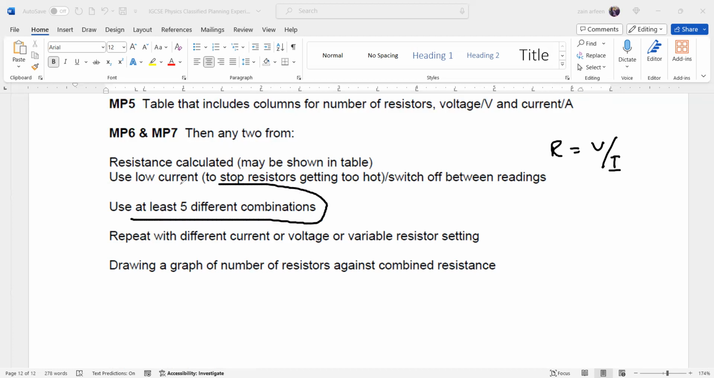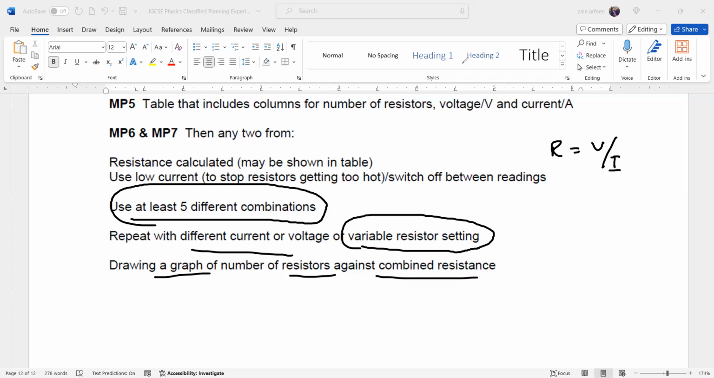Use at least 5 different combinations. Repeat with different current or variable resistor settings. Marks 6 and 7 are not fixed. There are 4 points, and out of those 4 you can write any 2 and you will get those marks. But the variable resistor point is also included there. So repeating with different current and voltage settings or using a variable resistor will score a mark if you miss any point. Drawing a graph with the number of resistors, again the combination, is how we represent our result.